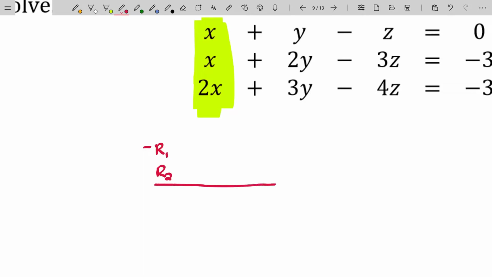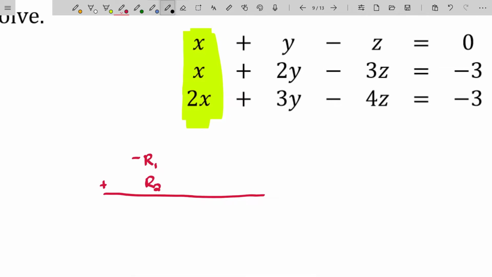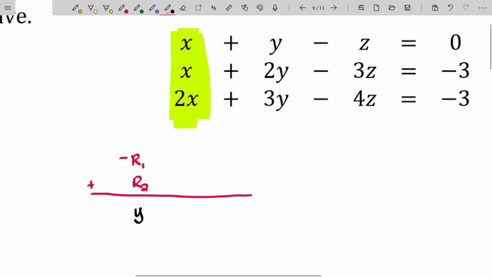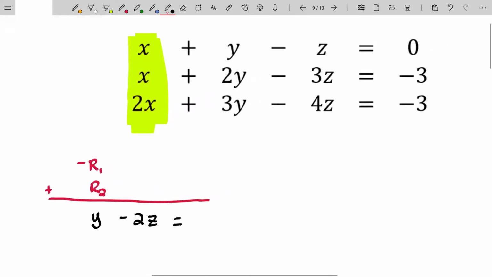And by the way, there's other ways to do this. I could have said row 1 minus row 2. I just didn't. So the opposite of row 1 added to row 2. So that'd be a negative x plus x. The x's are gone. It'd be a negative y plus 2y. That'd be a y. It'd be a negative negative z, which is a positive z, plus a negative 3z. So z minus 3z is a negative 2z. And that should equal, again, the opposite of 0 plus negative 3 is negative 3.